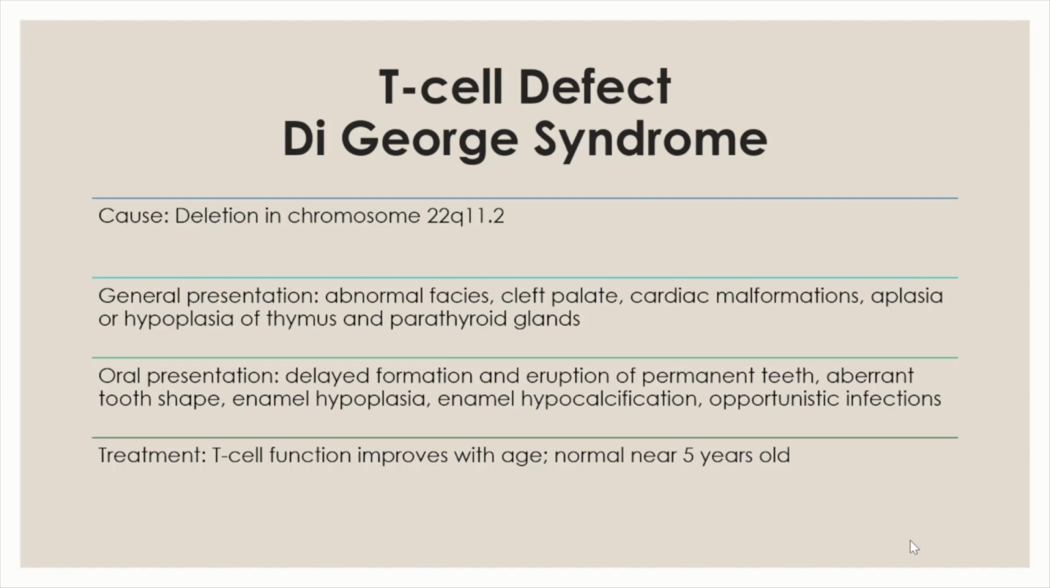Dental examination may reveal delayed formation and eruption of the permanent teeth, abnormal tooth shape, enamel hypoplasia, along with enamel hypocalcification. T cells are necessary for adequate B cell responses, so patients lacking functional T cells from birth often have a decreased antibody production, hence are more susceptible to opportunistic infection like oral candidiasis and herpes simplex virus infection. Treatment: usually the T cell function of the patient improves with age.